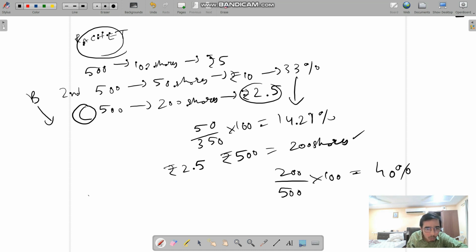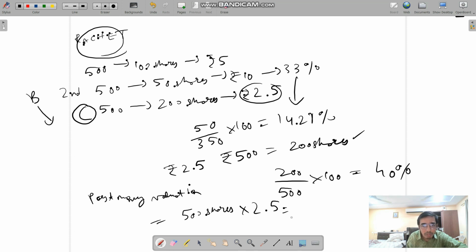Let's calculate the post money valuation in this case. So the post money valuation in this case will be the total number of shares, which is nothing but 500 shares, into the current price, which is 2.5. So 2.5 into 500 is 1250. Okay, so let's go on to the next topic.